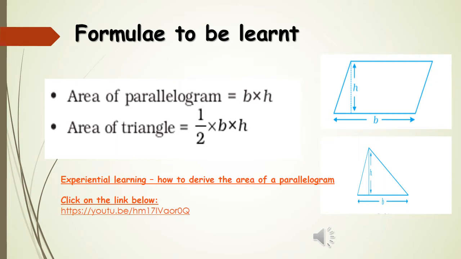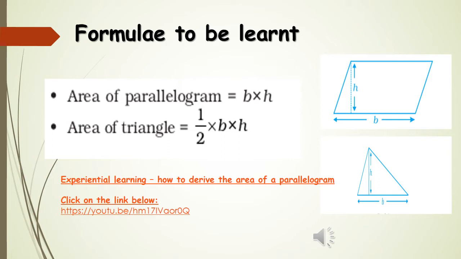In the last class we did sums on area and perimeter of rectangle and square. Today we will be concentrating on area of parallelogram and area of triangle. As we know, a parallelogram is a kind of quadrilateral. It is enclosed by four sides. The formula for area of parallelogram is base into height.